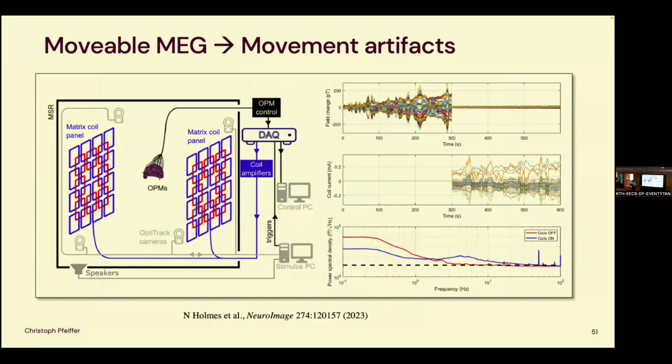Which means we need some very sophisticated setups to try to remove this extra field that you would pick up by moving around. This uses complex matrix coils together with cameras that detect where the person is, and then tries to minimize the field at the location of the head.